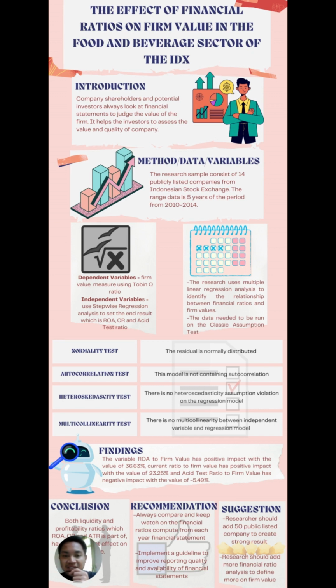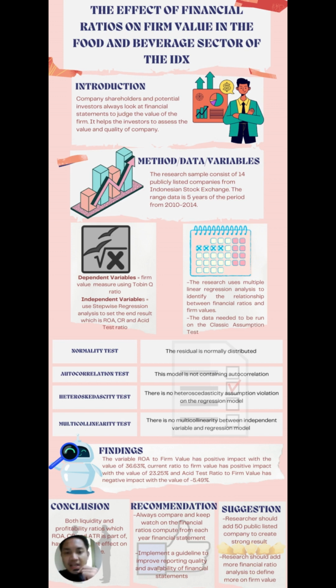The range of data is 5 years, from 2010 until 2014. As you can see, the researcher finds two variables, the dependent variable and the independent variable. For the dependent variable, the firm value is measured using the Tobin's Q ratio. For the independent variables, they use stepwise regression analysis to set the end result, which is ROA, current ratio, and exit test ratio.